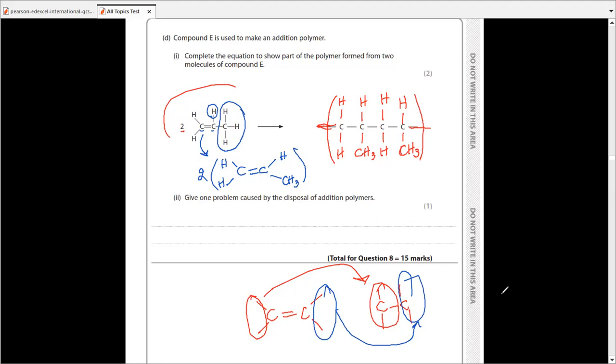Addition polymers are actually plastics. Can you come up with one problem caused by disposal of plastics? I already thought about this, but I wasn't confident in it. Is it because they're not biodegradable? Right, they're not biodegradable. Perfect, a good answer. You may write not biologically degradable, or you may write land pollution, you may write filling up of landfills, you may write water pollution. So there are many problems that they cause. Writing either one of those would get you the mark.